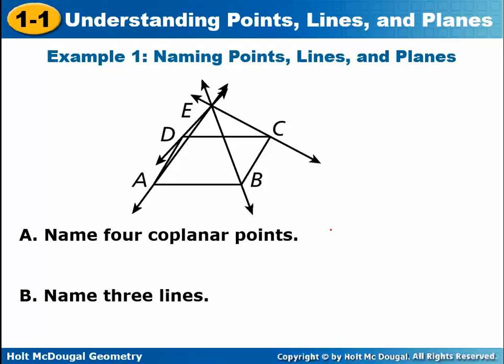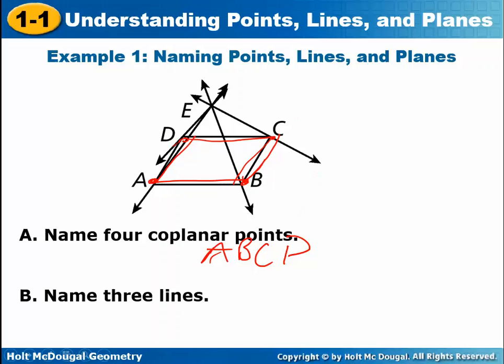This is just an example to see if you're following along with what we've got so far. Name 4 coplanar points. If we look at this figure here, this kind of diamond shape, this is saying that these are on the same plane. So the corners of that are called A, B, C, D. So those points are coplanar.